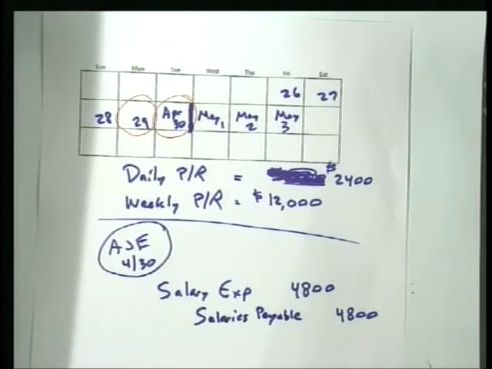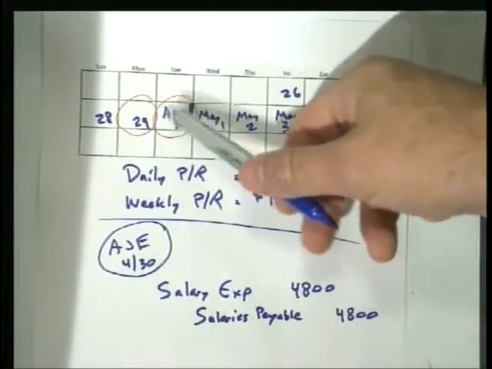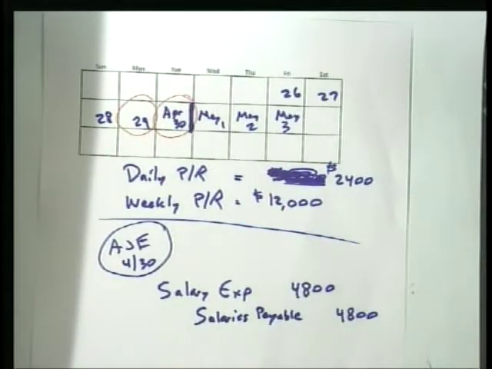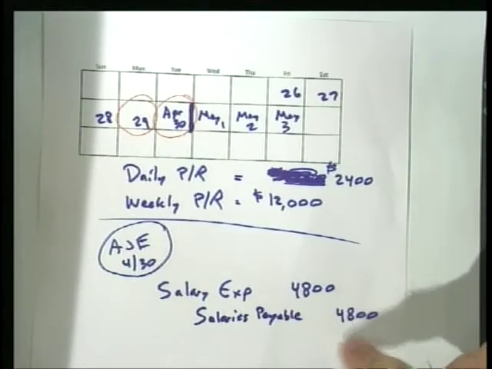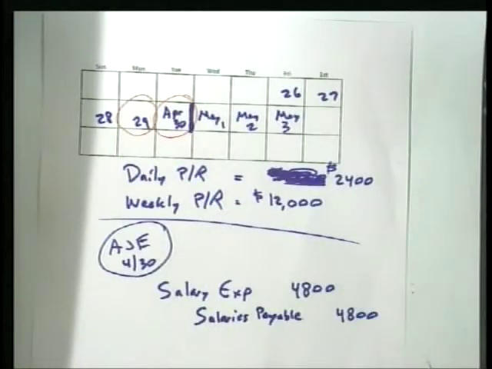Now, keep in mind, we do not pay our employees on April 30th. They're going to probably not know nor care that we make this entry, but we need to show the readers of our 4/30 financial statements that we owe $4,800 worth of salaries. And we need to make sure that those 2 days get booked in April.